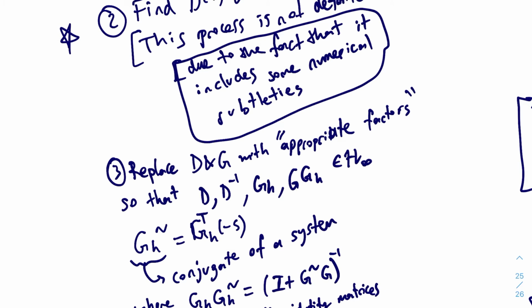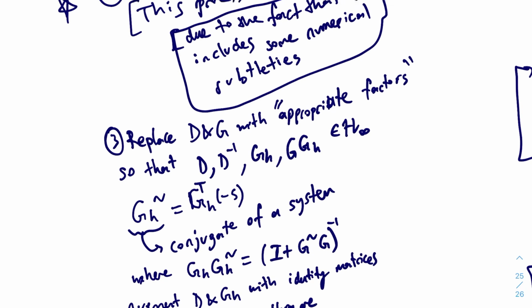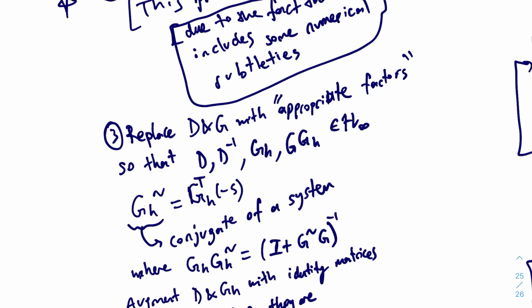However, for example, what was the constraint in DK iteration for D? When we have D omega, we need to find D of s such that D of s is stable and minimum phase. Similar to that, we also have these four transfer functions being stable as a constraint.